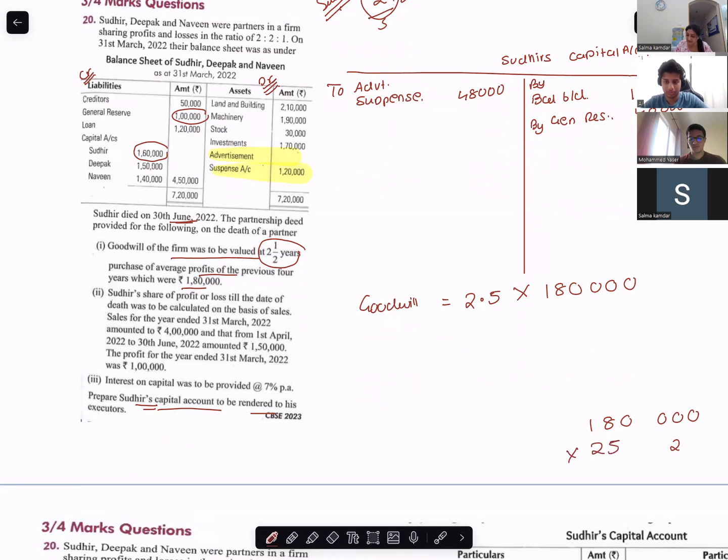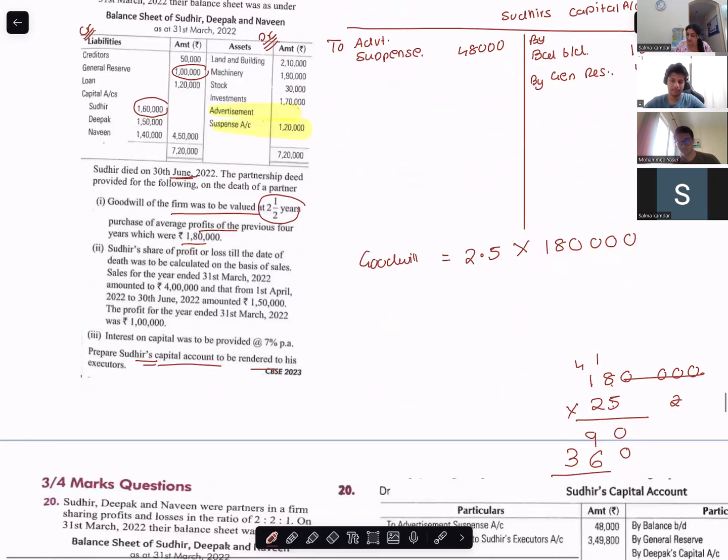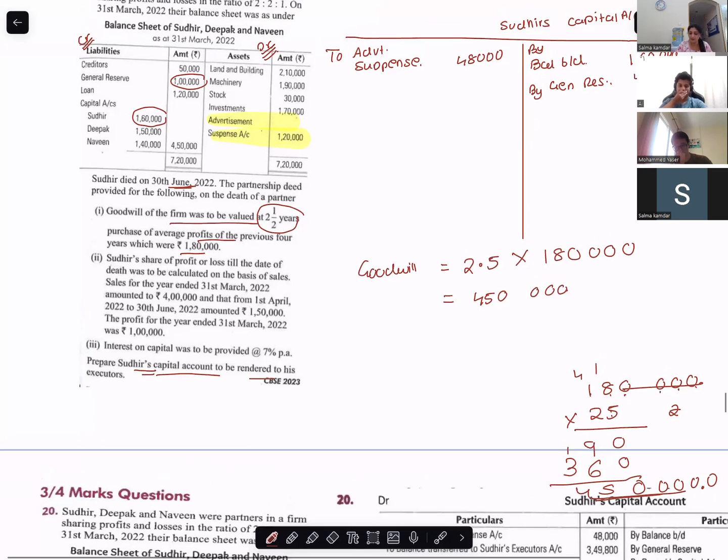So I will do it like this. 8 5s are 40, 5 1s are 5 and 4 is 9. Put a 0. 8 2s are 16, 2 1s are 2 and 3. So this will become 45. So 450 and then 1, 2, 3, 4 digits. It's 2.5, so put a decimal point over here. So goodwill is how much? 4,50,000.